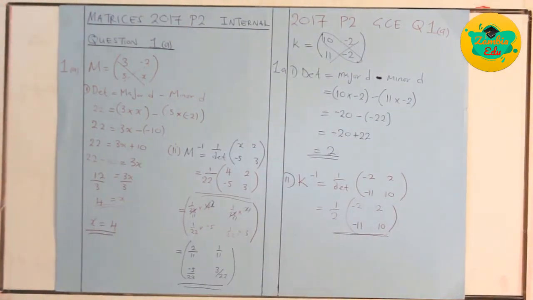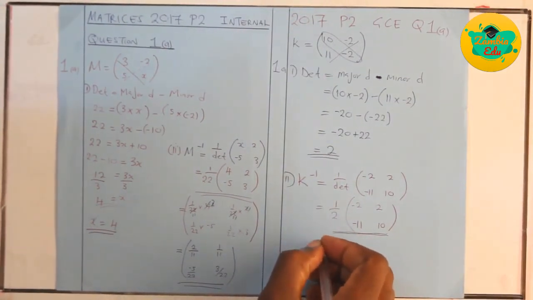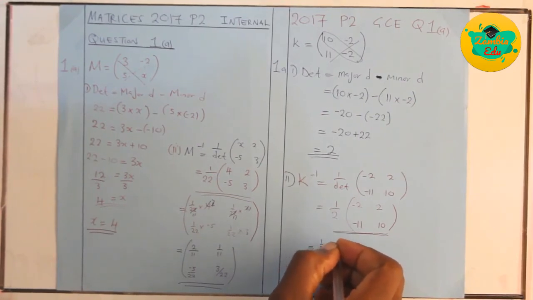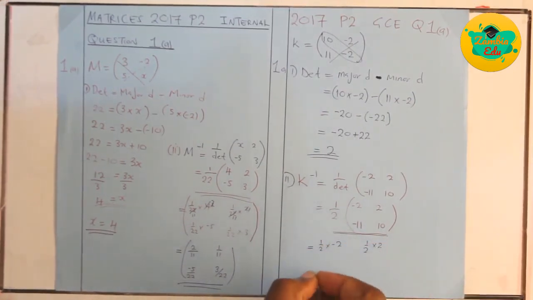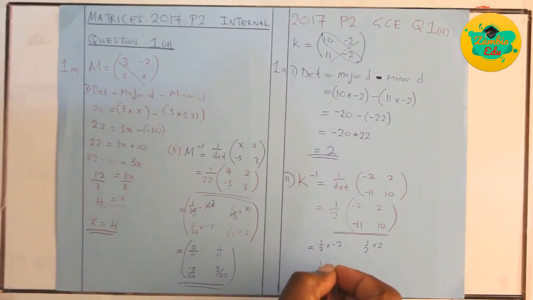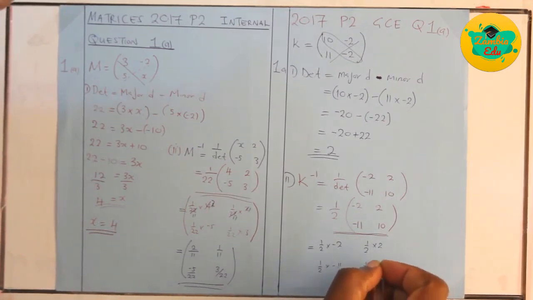However, if you like, you can also now complete it to the very end, where you can say 1 over 2 times negative 2, 1 over 2 times 2, 1 over 2 times negative 11, 1 over 2 times 10.